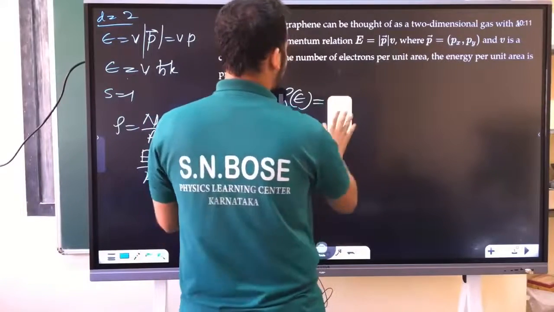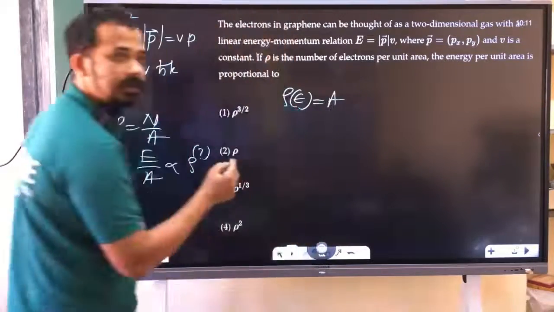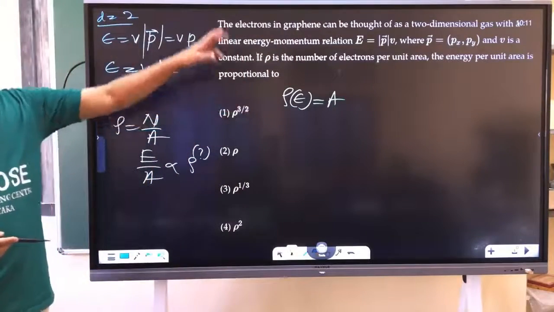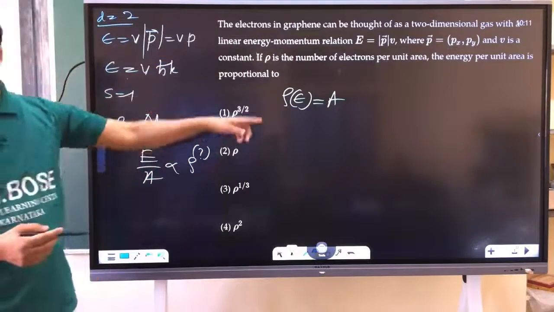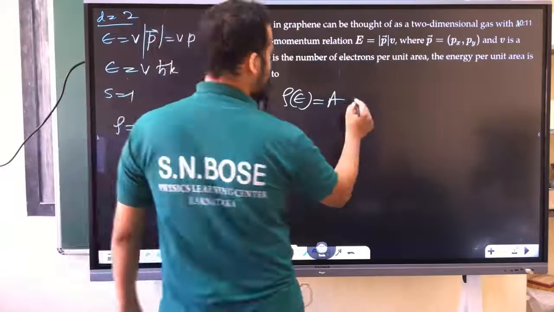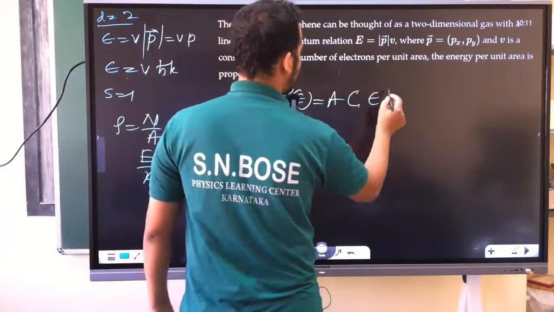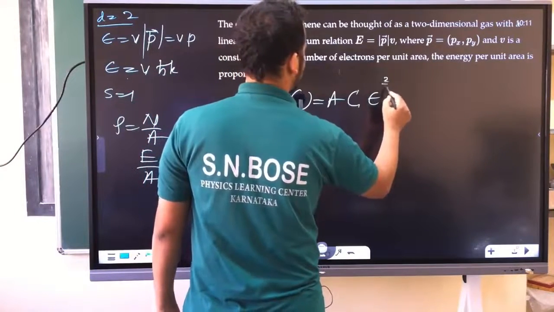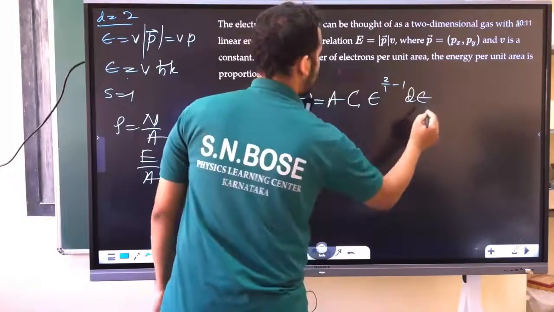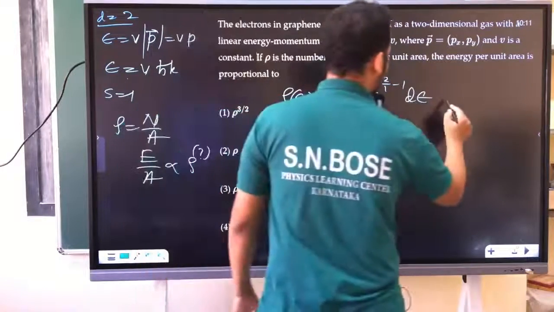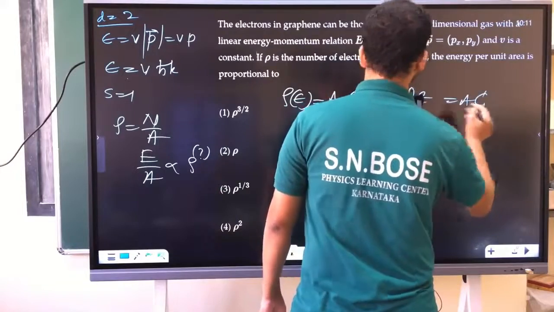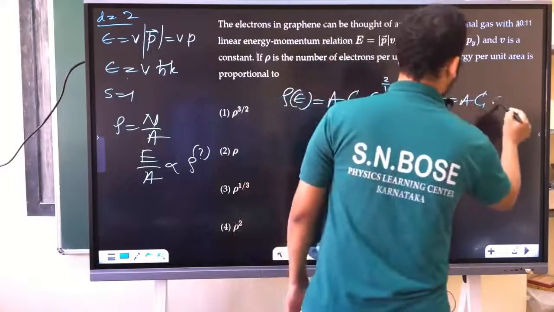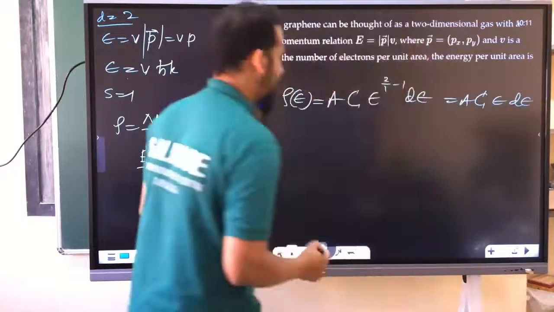Area will be there, not volume. Am I right? In rho of E, this is a two-dimensional case, so area will be there here. Area into some constant into E to the power D by S minus 1, which is 2 by 1 minus 1, dE. That's equal to area into constant into E dE, isn't it? So can I write like this?